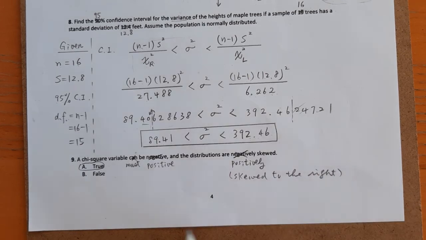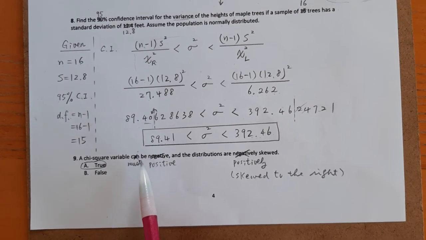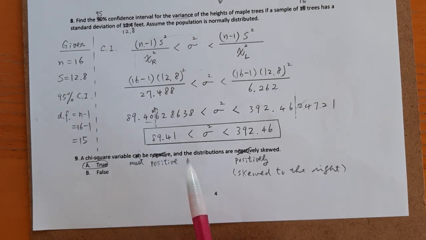So for a chi-square variable, your homework statement said it can be negative. I already said any number squared is positive. And the distribution is negatively skewed. Let you find out the answer.